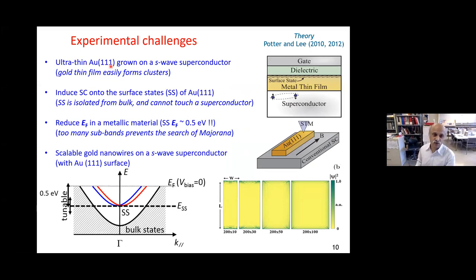So our goal was to create ultra-thin 111 gold on a superconductor, then induce superconductivity on the surface state, look for it, then of course reduce the Fermi energy all the way down, and then you can scale this into any kind of architecture you want. It's nice to actually make a circuit out of this. Applying a gate is ruled out because the energy is too large to move. So the only way to do it was by changing the surface dielectric.